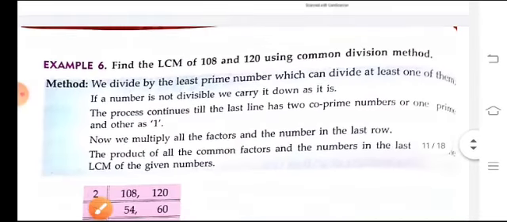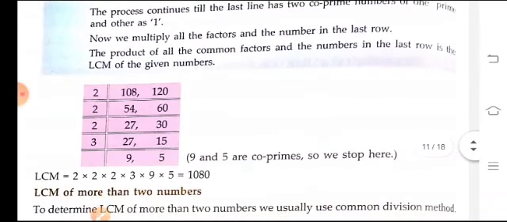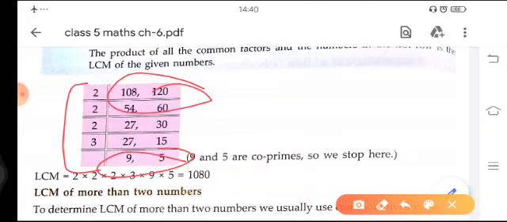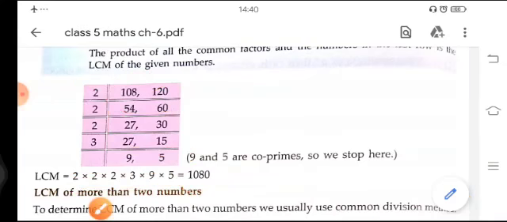Okay, the next method is the common division method. In this method also we will write both the numbers together and try to do the division. We will divide by the common numbers until we either do not get a prime number or we get a 1, and after that we will write all the divisors together and get the product. Whatever result we get will be the LCM of the numbers.